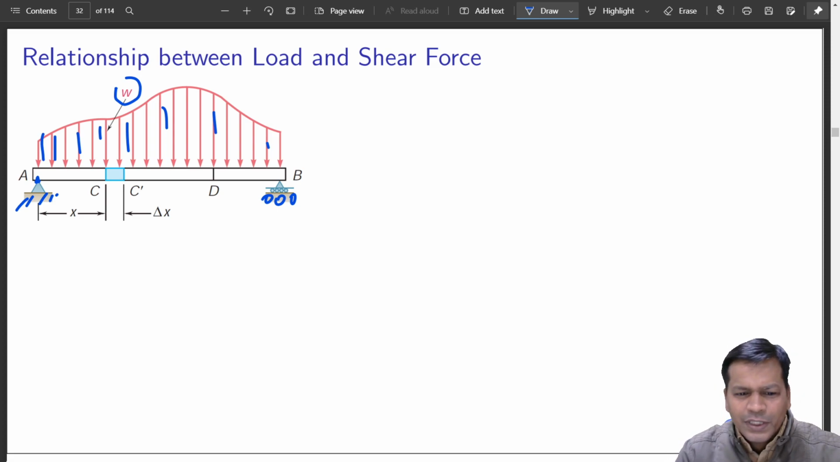We'll do it using this relationship between load and the shear force. We'll use this to find it out, and then we'll come back to our first principle, how we have done the rest two of the beams. So we'll come back to that. Don't worry. So now this is W, that is the load distribution which is given.